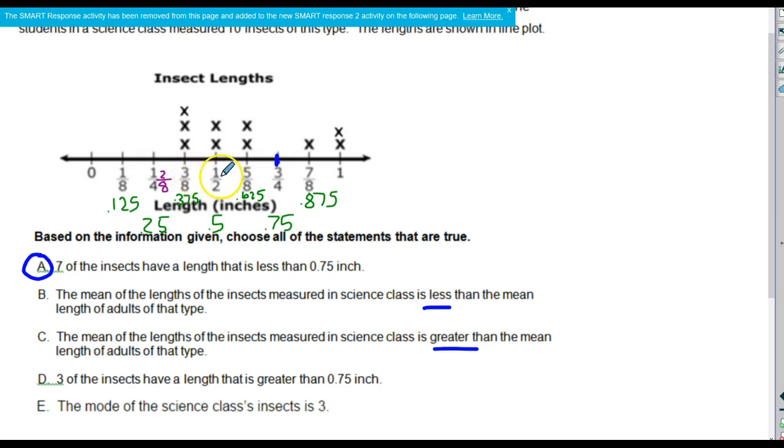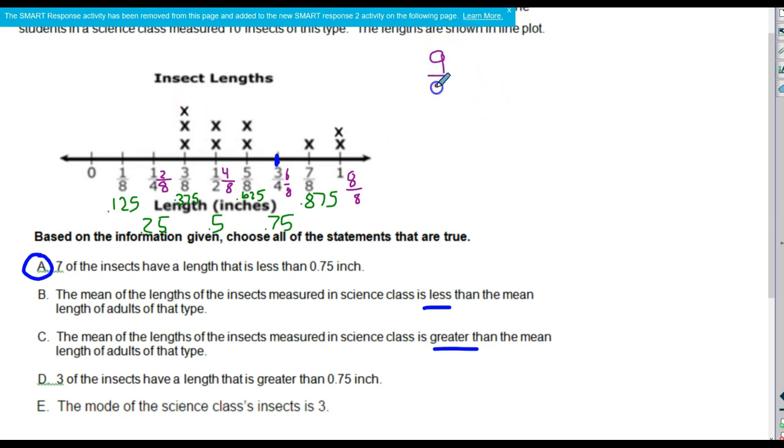3 eighths I can leave alone. 1/2 becomes 4 eighths. 5 eighths, I'll leave it alone. 3/4, that becomes 6 eighths. And 7 eighths, I'll leave that alone. 1, I can rewrite that as 8 eighths, which I will do. So now it's just a matter of me adding up all the numbers that we have in our data set. So if I look here, I have 3 eighths, 3 eighths, and 3 eighths, because there's 3 of them. So 3 plus 3 plus 3, that's 9 eighths total.